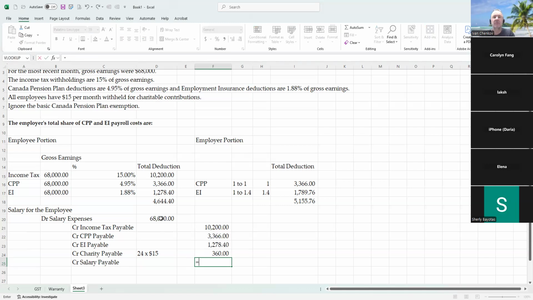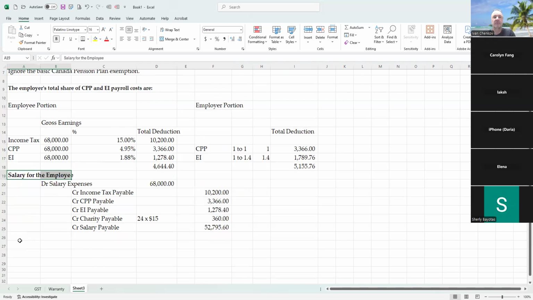How much will that be? That will be 68 minus the sum of all these numbers here. So I have to pay them a total of $52,795.60. Make sense? But this is the journal entry for the salary for the employee.